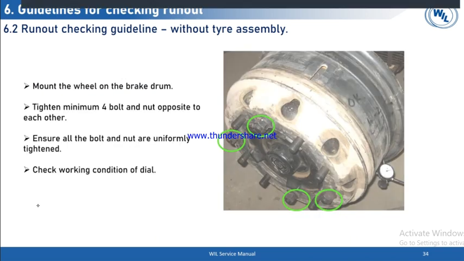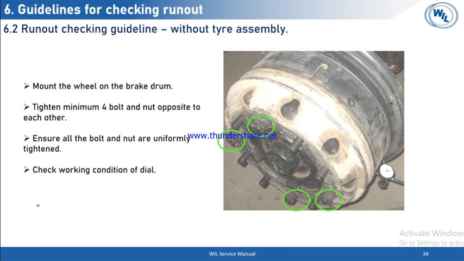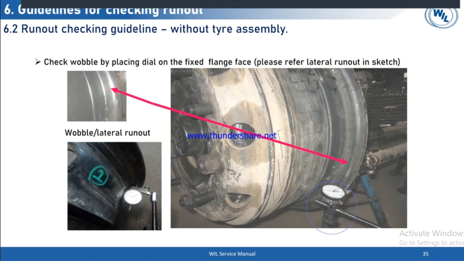Then we will put the wheel rim on and tighten the nuts opposite to each other uniformly. We can check the tightening torque with the help of a torque wrench. After that, we need to check the runout at the given position.